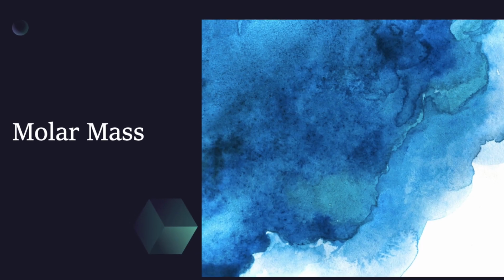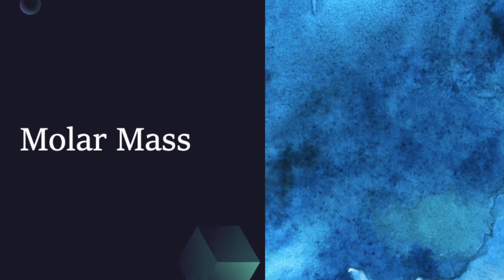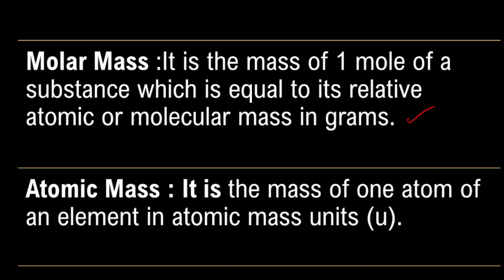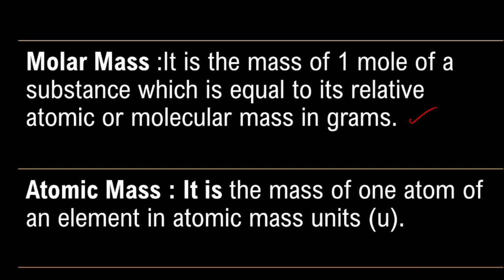To start with conversions, the first thing we need to know is what molar mass is. Molar mass is the mass of one mole of a substance, which is equal to its relative atomic or molecular mass in grams. So when we talk about molar mass, we are talking about the mass of 1 mole of particles. It may be 1 mole of atoms, molecules, ions, cations, or anions.